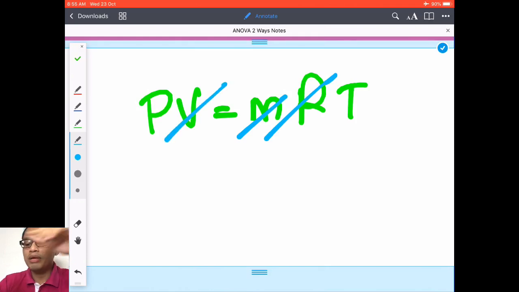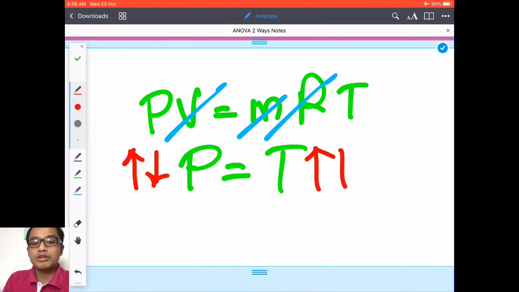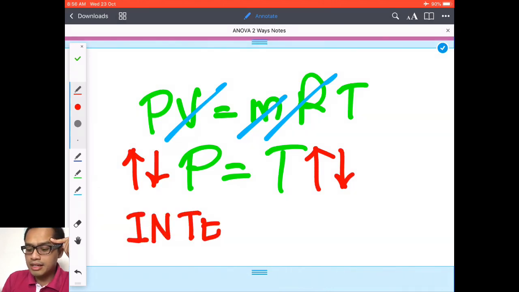And of course, if we make the boundary condition constant as well, we can have the volume of that system be the same. When they are the same, then we can take it out. So what is left is P and T. These two interact because of this equal sign. So if P goes up, T will go up. Pressure increases, temperature increases. If pressure drops, then temperature drops as well. This is what we call interaction.